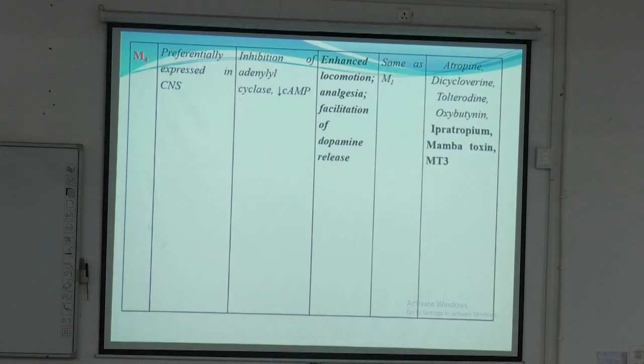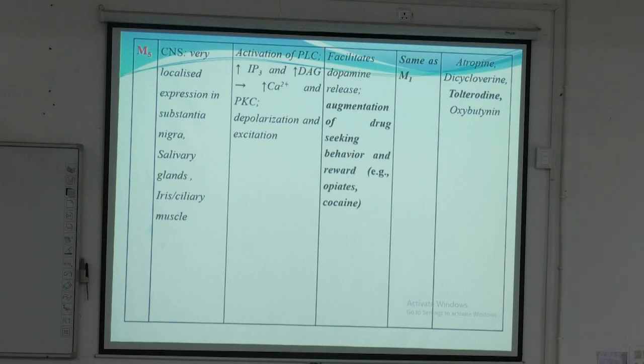Apart from this, there is M4 and M5. These are the minor subtypes. M4 is mainly present in the CNS. The actions are more or less similar to the M1. You can see the atropine is basically the antagonist. Ipratropium, tolterodine, oxybutynin, etc. can act as an antagonist. This is not important, but important is M1 to M3.